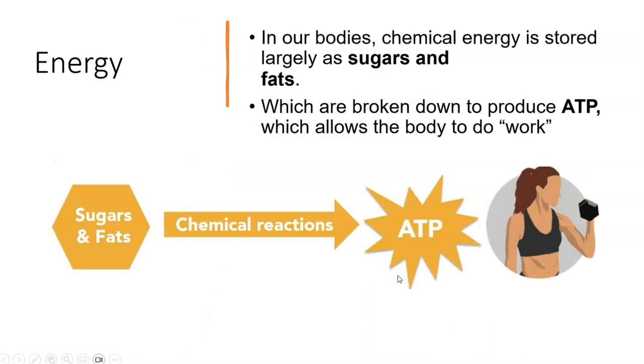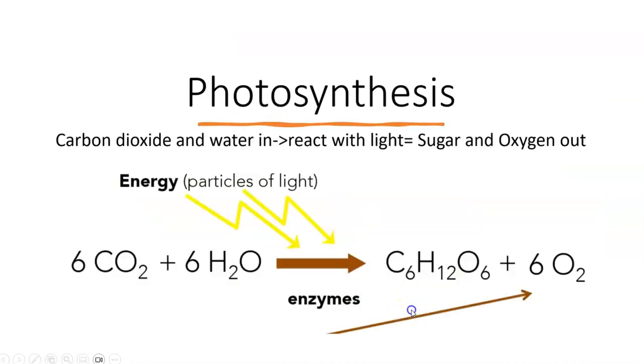Energy. In our body, chemical energy is stored as sugars and fats. There are chemical reactions that release it as ATP, and that's what allows us to do work. So think of work not as in, say, working your yard, but work means the ability to do something, the ability to move and do something. Your chemical reactions to do that are going to be cellular respiration, but we'll get to that in a different video.